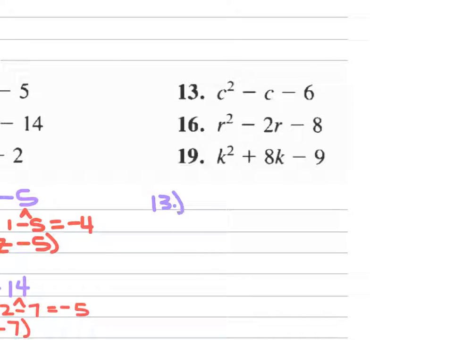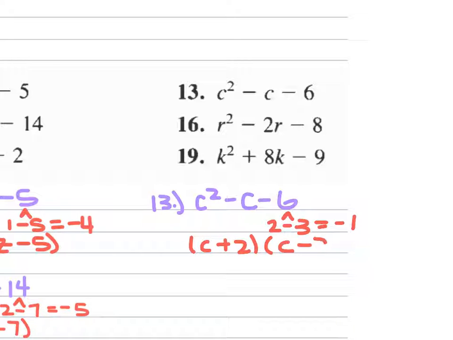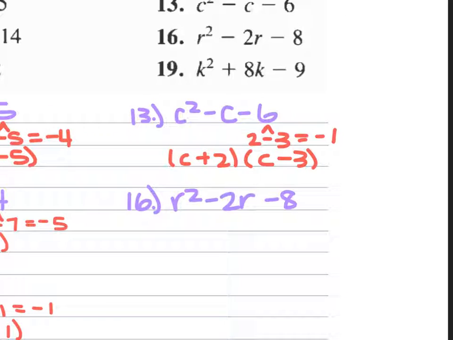For 13, we have c squared minus c minus 6. Your factors of negative 6 that add up to be a negative 1 are positive 2 and a negative 3. So this is going to be c plus 2 times c minus 3. For 16, we have r squared minus 2r minus 8. Your factors of negative 8 that add up to be negative 2 are a positive 2 and a negative 4. So this is r plus 2 times r minus 4.